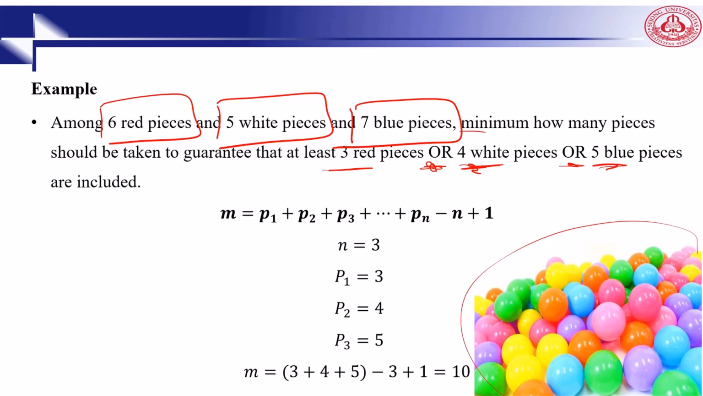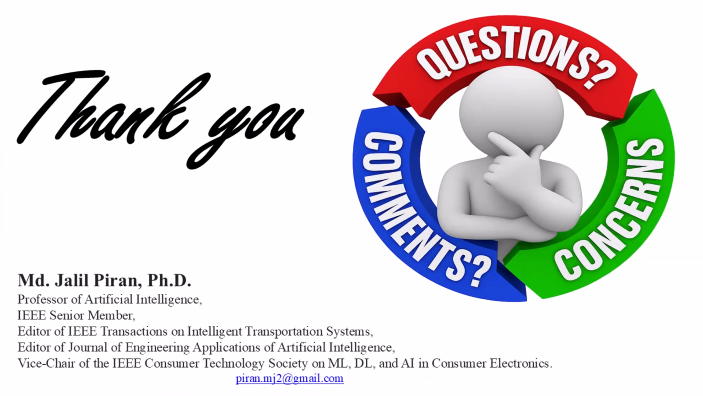So based on the generalized pigeonhole principle, we say m equals p1 plus p2 plus p3 up to pn minus n plus 1. Then we say n equals 3. P1 is 3, P2 is 4, and P3 is 5. So m is equal to 3 plus 4 plus 5 minus 3 plus 1, which will give you 10. So this was a lecture about counting.